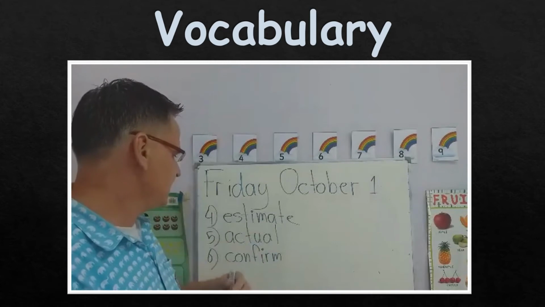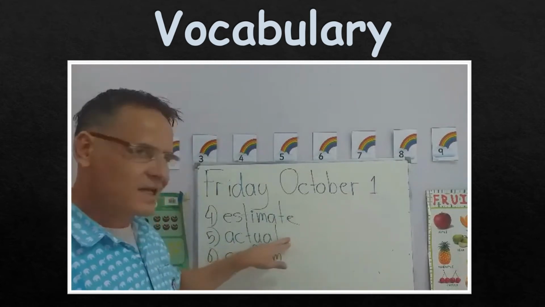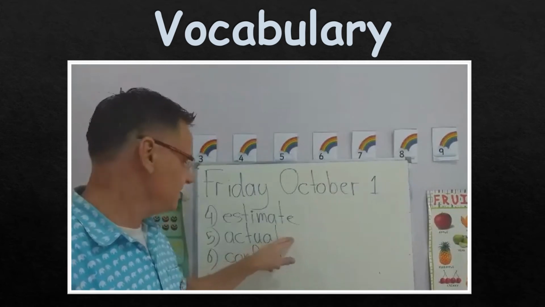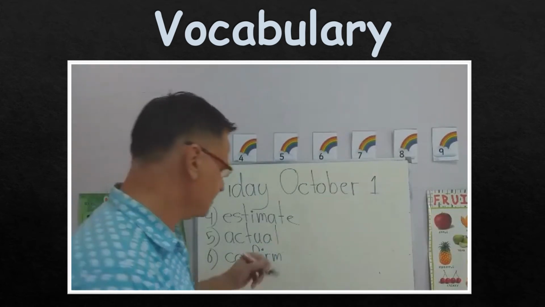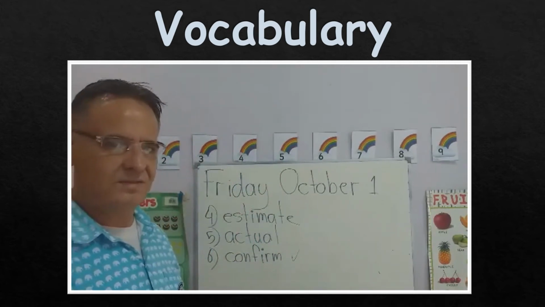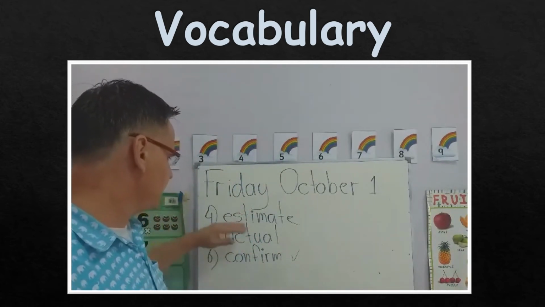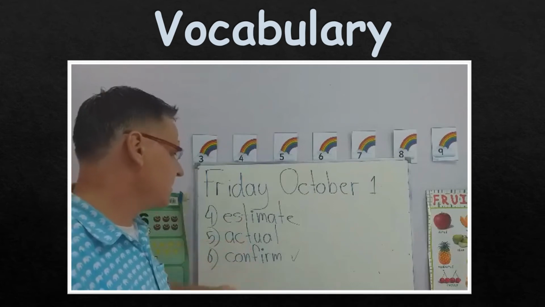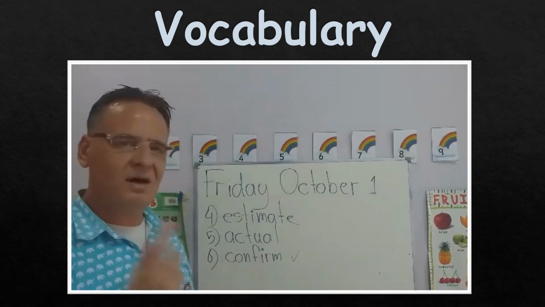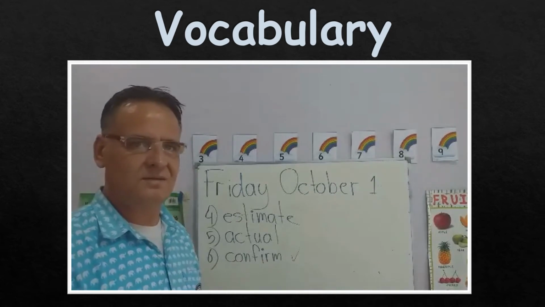So the estimate is the guess. The actual is what you weigh, so you know the actual weight. And you confirm by saying, I have now the actual weight. So these words are connected: estimate, actual, and confirm. Now let's have a look at our lesson and how to use these words in our lesson.